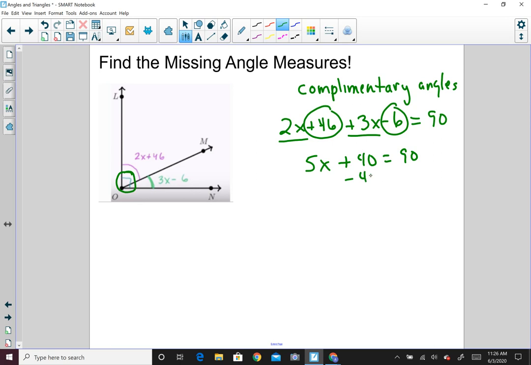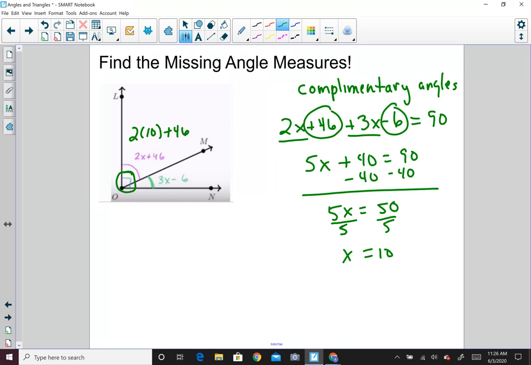I'm going to subtract 40 from both sides. And I get 5x equals 50. And then divide both sides by the coefficient. And x equals 10. So I plug that back in. 2 times 10 plus 46. Well, that's 20 plus 46. So this angle is 66 degrees. And then I got 3 times 10 minus 6. Well, 3 times 10 is 30. 30 minus 6 is 24. So this angle is 24 degrees.